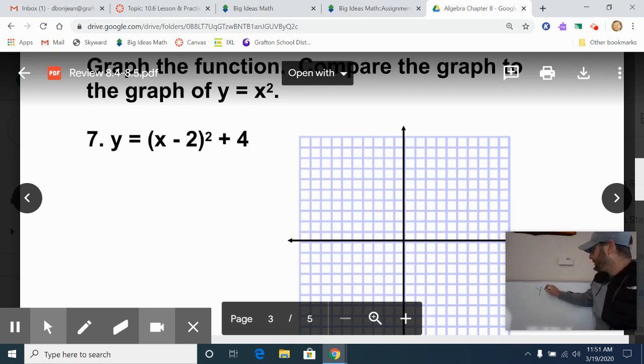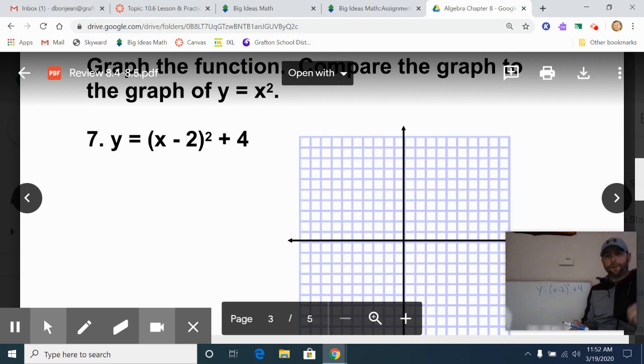If I was graphing y equals (x minus 2) squared plus 4. This question on your quiz, guys, is going to be worth 5 points. Because you have to graph this thing. You have to plot specific points that they want you to plot. The first thing they ask you to plot is the vertex.